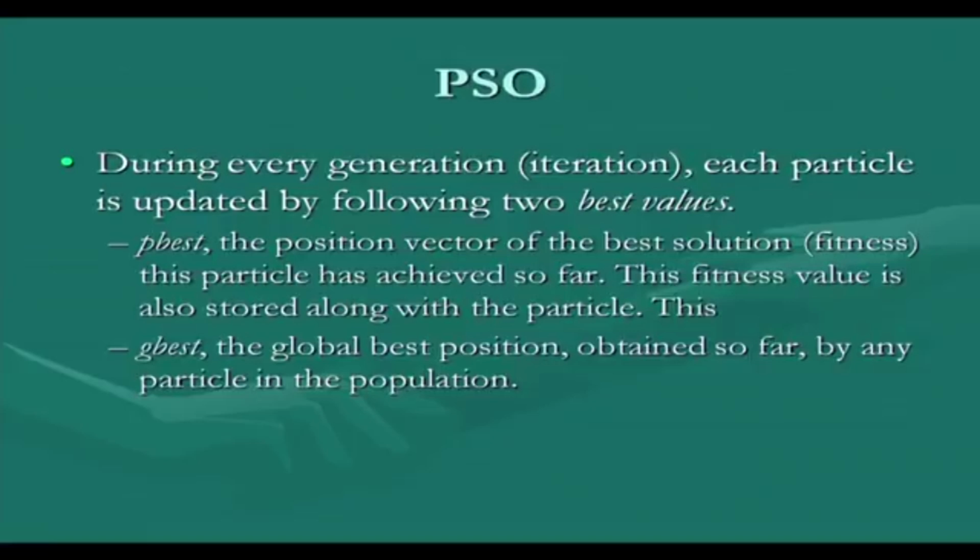And then we have gbest, which is the global best position obtained so far by any particle in the population. That is actually the global intelligence. This local intelligence and this global intelligence will be combined to determine the velocity of the particle in the near future. So, we will continue in the next class.